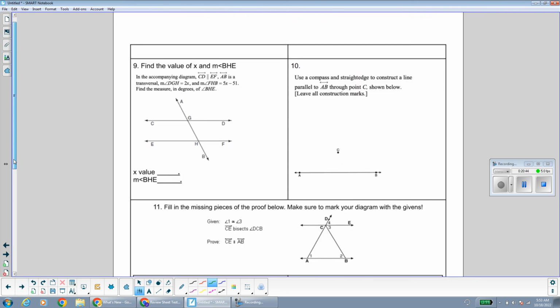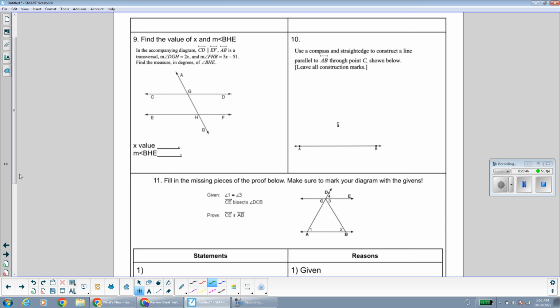Okay, find the value of x. CD is parallel to EF. AB is a transversal. Angle DGH is 2x. And measure of angle FHB is 5x minus 51. Find the measure in degrees of angle BHE.